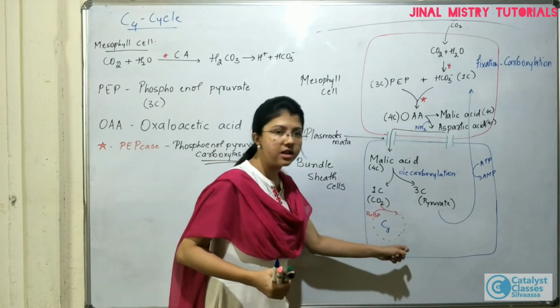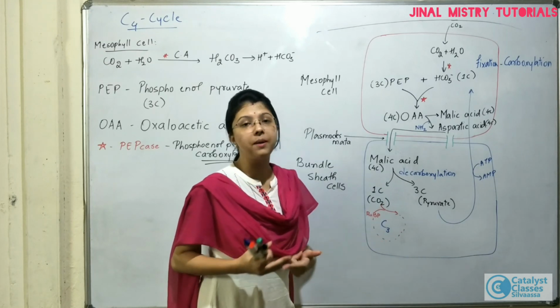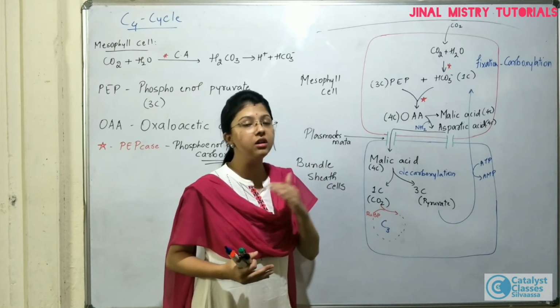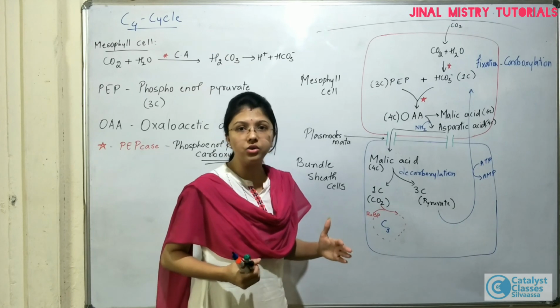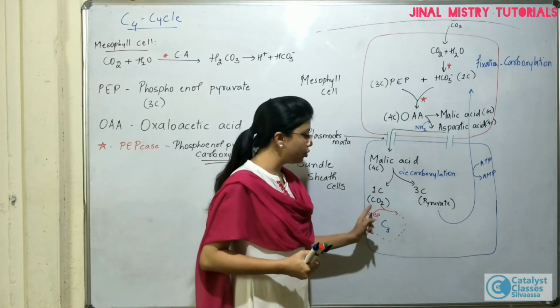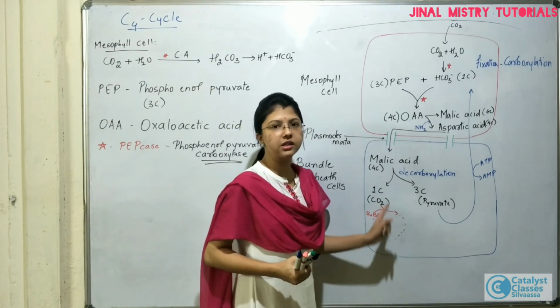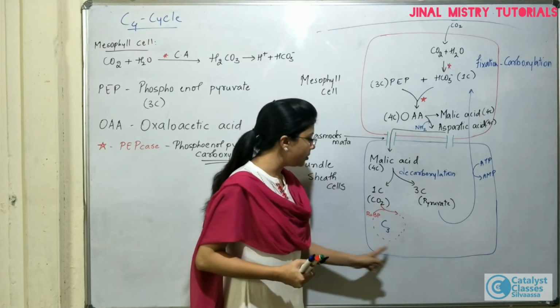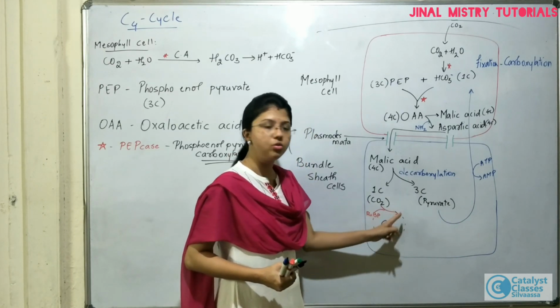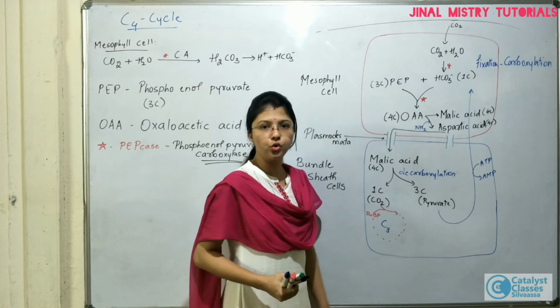Where rubisco is present, there is no oxygen available, and the temperature is also lower in the inner cells as compared to the outer cells. So here the rubisco always behaves as carboxylase, and the Calvin cycle continues to form the glucose molecule.